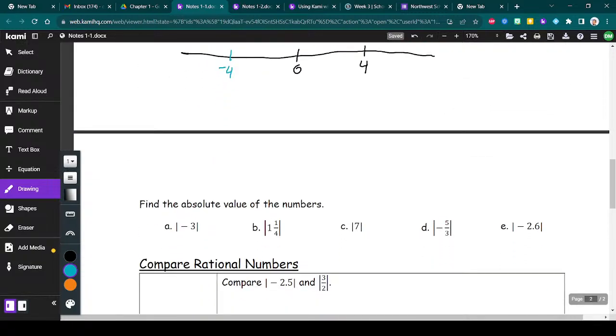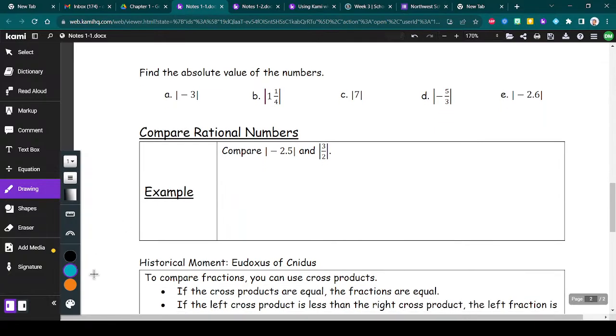So just practicing this concept really quickly, remember absolute values are always positive, so the absolute value of -3 is 3, absolute value of 1 1/4 is 1 1/4, absolute value of 7 is just 7, absolute value of -5/3 is 5/3, and absolute value of -2.6 is just 2.6.